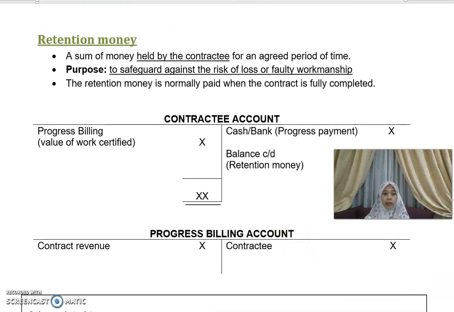Okay, that's for now. I will continue later on to explain to you about the contract asset and contract liability. Thank you.